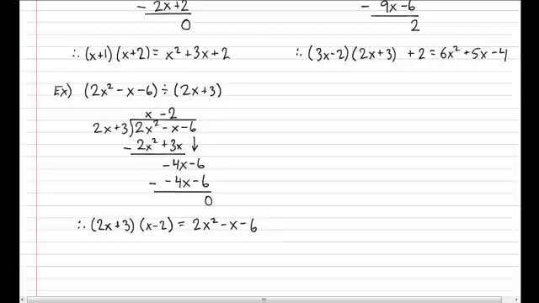Congratulations, guys. You now know how to do polynomial divided by polynomial.